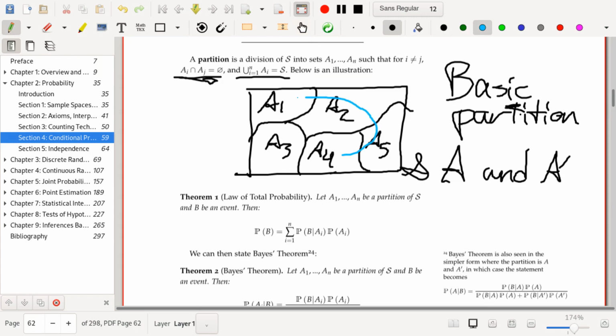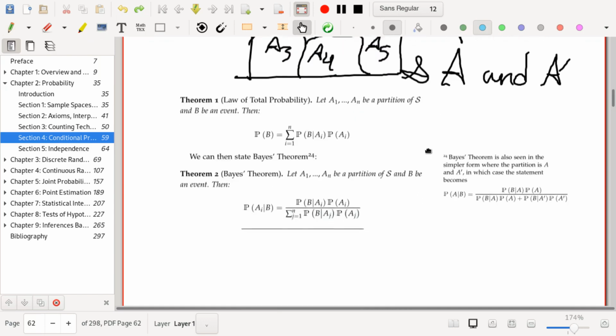We have the blue region representing some event B, and to compute the probability of B, you compute the probability of B given each of these sets. You partition up B across this partition of the sample space S, compute the size of each of these little parts of B, and then add those areas together. That's an illustration of what's going on.